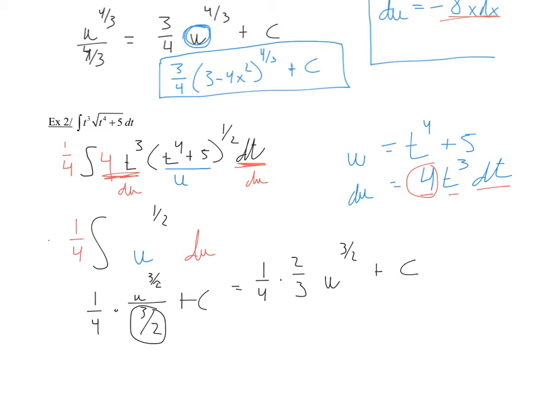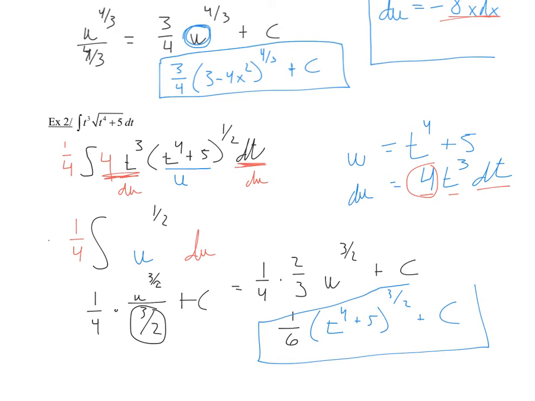Well, let's finish this up here. 1/4 times 2/3 would be 2/12 or 1/6. And remember, I want to swap out my u there. This will be 1/6 times (t to the 4th plus 5) to the 3/2 power plus c. So that's my final answer.